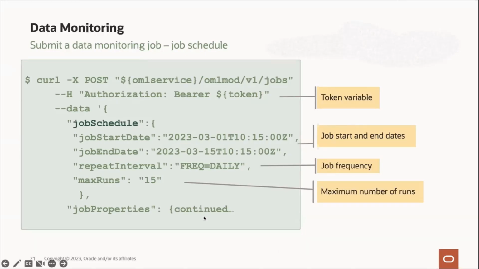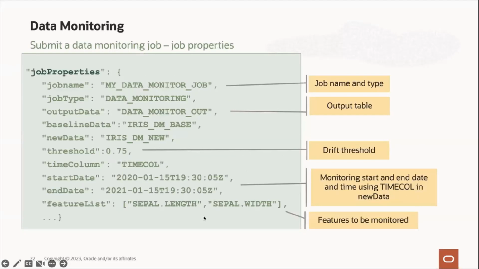And then our job properties gets into the details of our data monitoring job. Things you need to specify include a name for your job. This job type defines it as a data monitoring job. Your output data name is the name of the table that your results will be sent to when this job is finished running. Then you need to define your baseline and your new data.